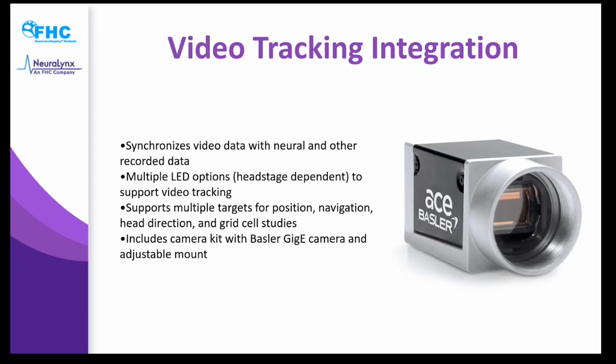Then for video tracker, we use the Basler ace camera pictured here. In order to synchronize the video data with neural and other recorded data, you can use up to 4 cameras on one system. Especially useful for customers either trying to get different views or for rodent customers that are running multiple animals at one time. You can also record with LEDs, get head position and tracking data there, dependent on what head stage you're using.